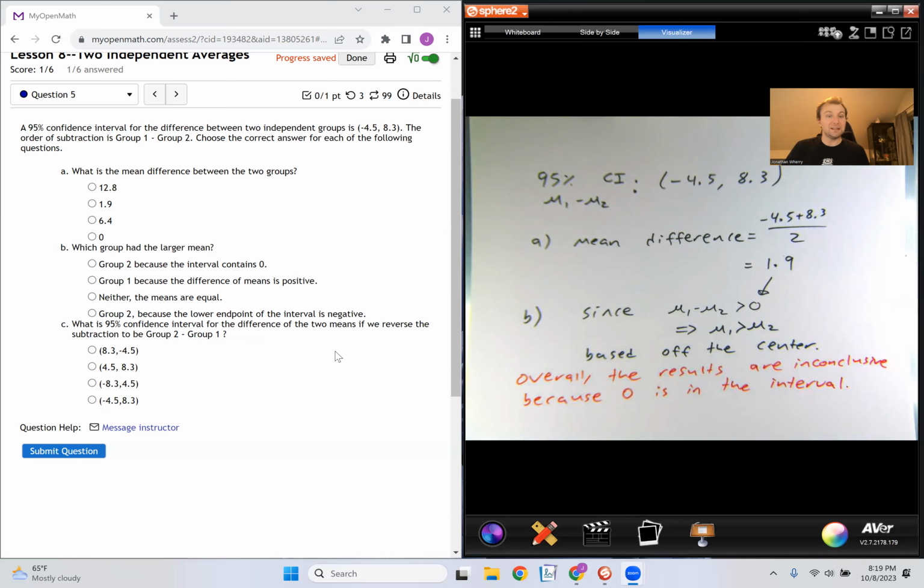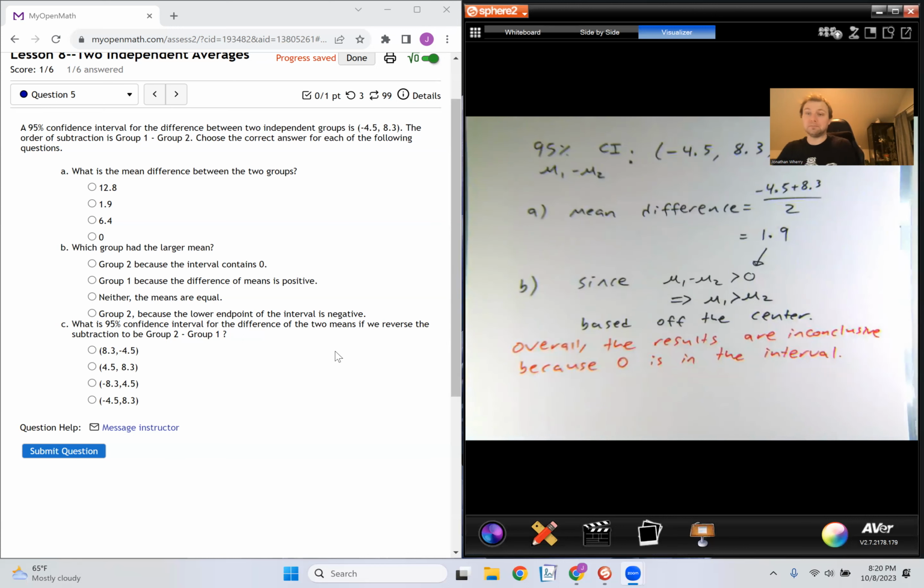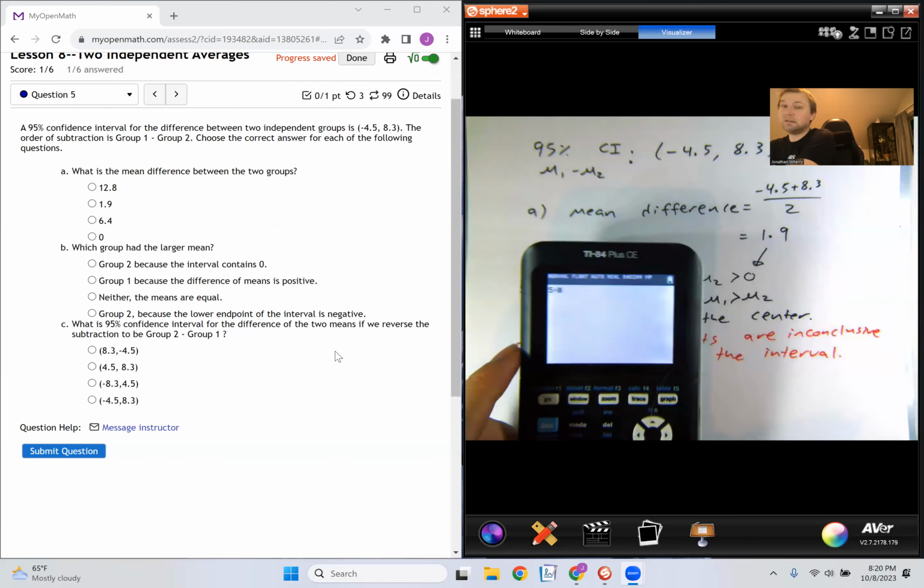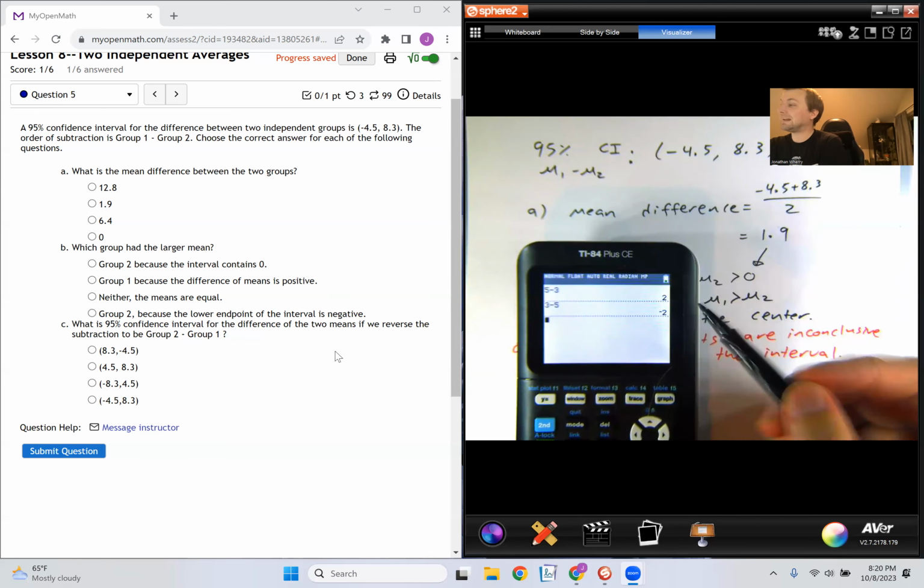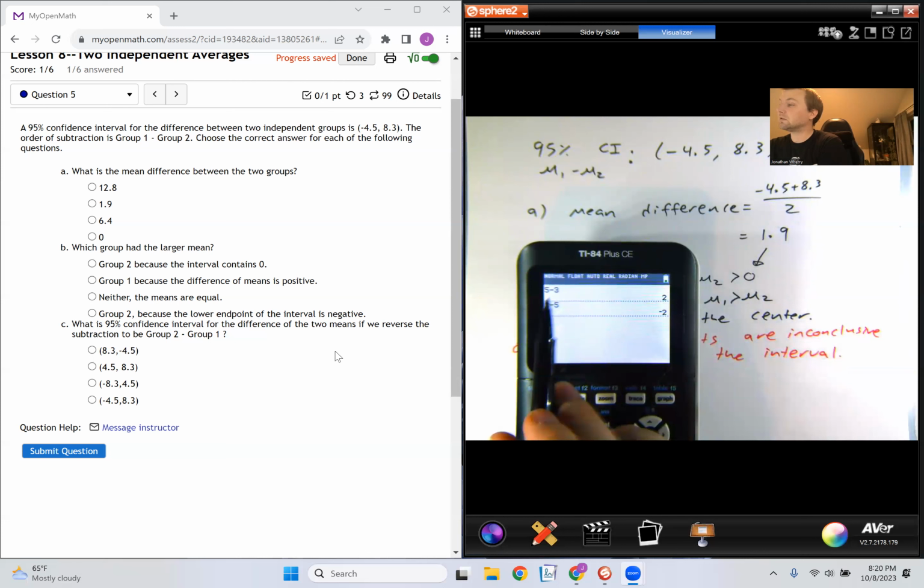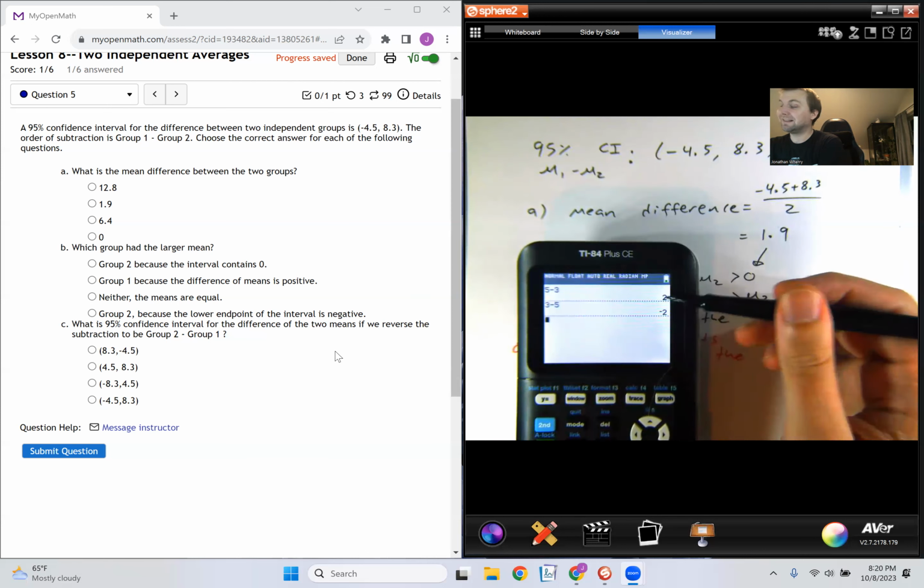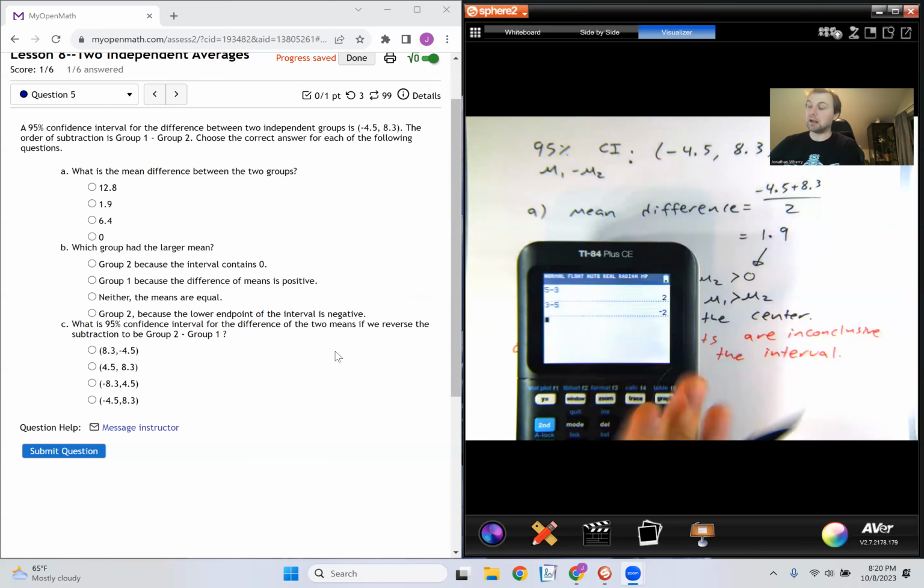Let's take a look at C. What is the 95% confidence interval for the difference of means if we reverse the subtraction order? Okay, so if I do 5 minus 3, I'm just doing some subtraction in my calculator, I get 2. If I do 3 minus 5, I get negative 2. When you switch the order of subtraction, the signs of your results change.